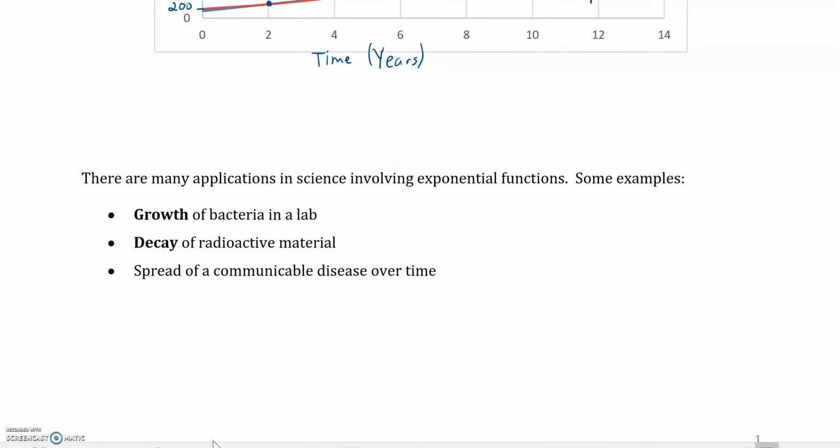There are many applications in science which involve exponential functions. Some of these examples are growth of bacteria in a lab, decay of radioactive material, spread of communicable disease over time, and many more which we'll be exploring in future videos.